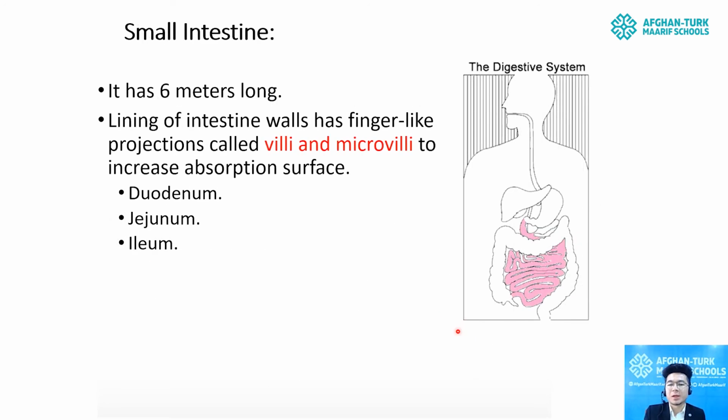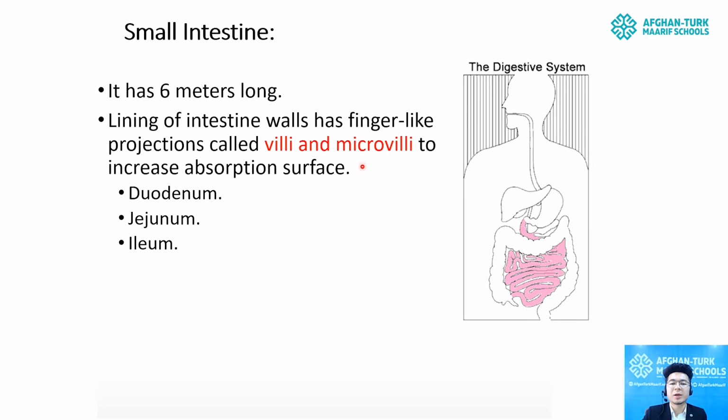Small intestine. Eventually the food passes from our stomach and goes to a tube which is 6 meters long and is named the small intestine. The lining of the small intestine wall has finger-like projections which are named villi and microvilli. These 2 structures are present inside our small intestine in order to increase the surface of absorption so that our small intestine can absorb better.